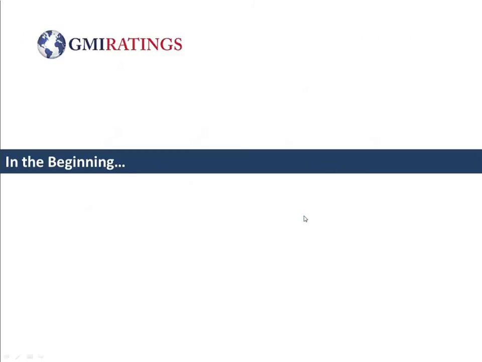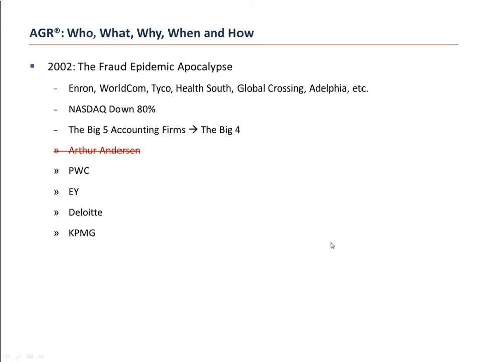Let's start at the beginning. And for our purposes, the beginning is the year 2002, a period I refer to as the fraud epidemic apocalypse. We can all remember that period where we saw Enron, the 7th largest U.S. public company, disappear because of accounting fraud, as well as many others like WorldCom, Tyco, HealthSouth, Global Crossing, Adelphia, and many, many others. And the impact was dramatic.